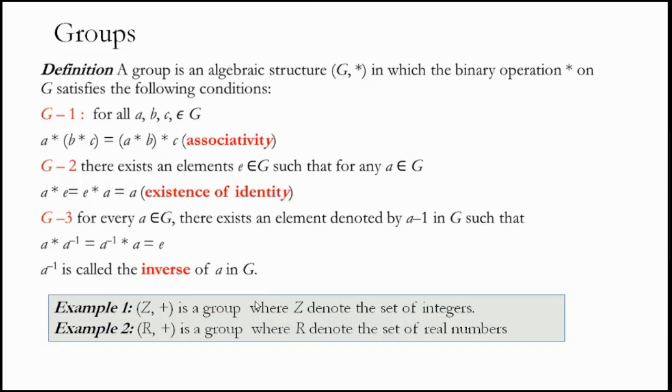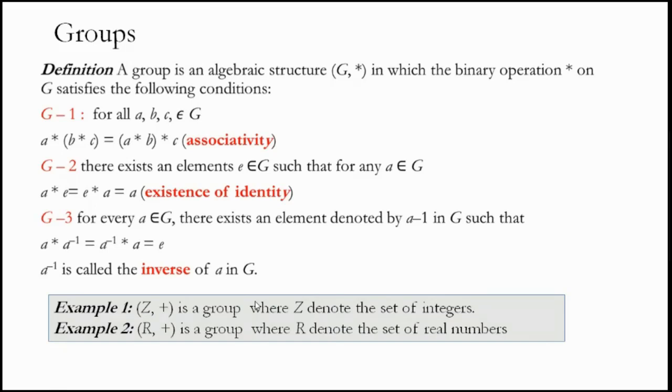And the existence of an identity: some identity should be there, like A star E is equal to E star A is equal to A. It is just like any matrix with an identity matrix of supporting size giving you the same matrix. Just like that, some identity must be present. Next is the inverse. There should be some inverse present in the group, so A star A inverse is equal to A inverse star A is equal to E. If these three are satisfied, then we can say this is a group.